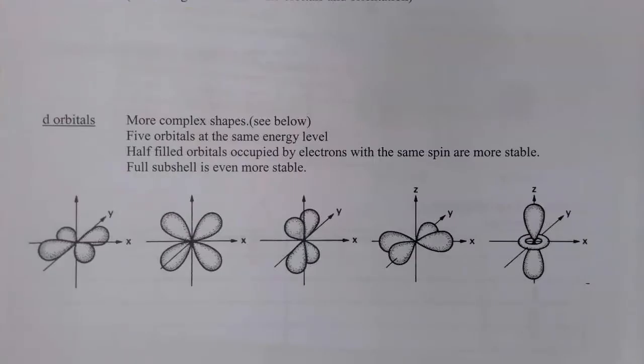So the d orbitals are slightly more complex, and there are 5 d orbitals. F are even more complex, and there are 7 of those. You don't need to be able to do the shape of these ones. You do need to be able to do the shape of the s and the p orbitals, but you do need to know that there are 5 d orbitals, and we'll be studying the d block in more detail in the second year.